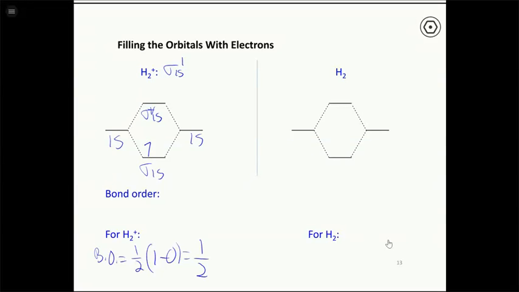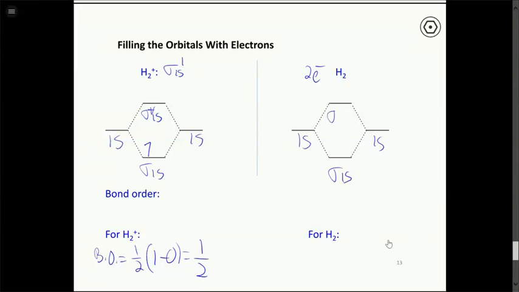If we go to simple H2 now, H2 has 2 electrons, 1 electron from each hydrogen. We mix the 1s orbitals together. We make a sigma 1s and a sigma star 1s. And then we fill these orbitals lowest to highest energy. So the lowest orbital is sigma 1s.